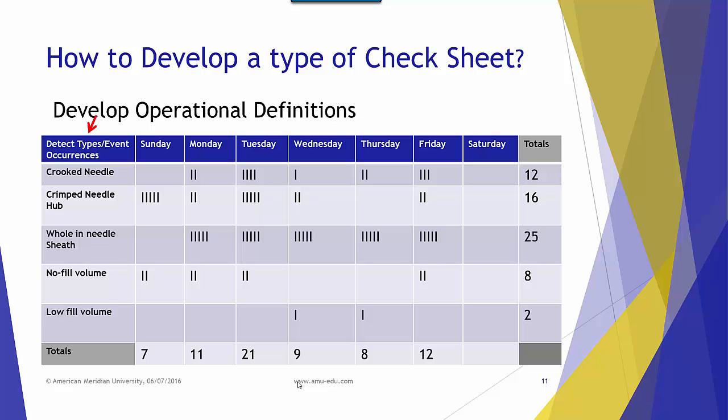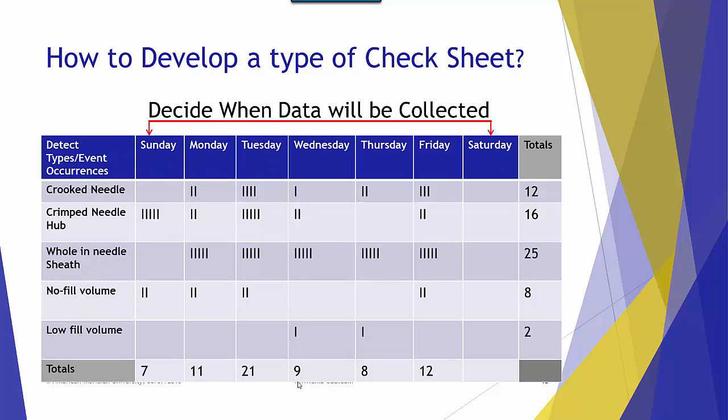Develop operational definitions. That is to the far left of the chart. It is labeled defect types and event occurrences. These operational definitions will change according to your check sheet and the product that you're working with. Decide when data will be collected. You notice here this checklist has Sunday through Saturday. The checklist is a type of check sheet.